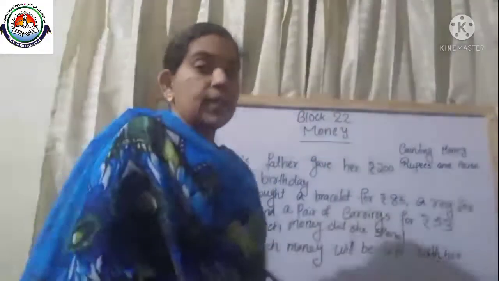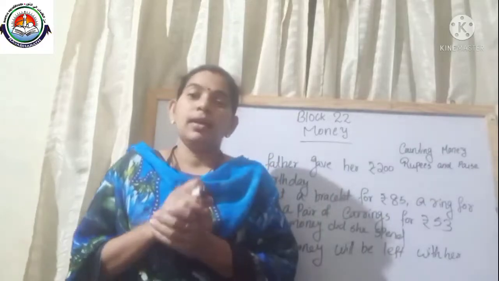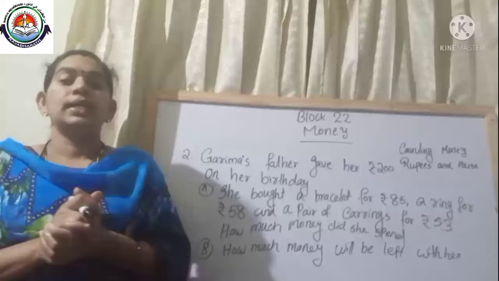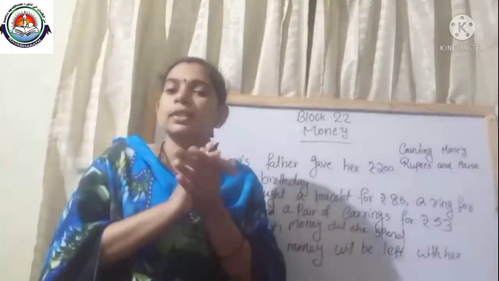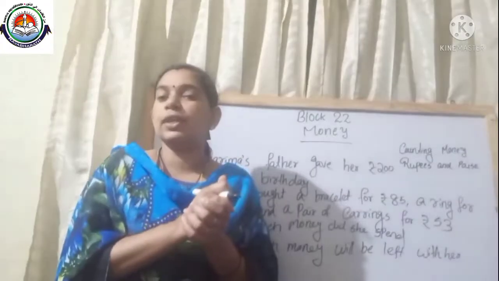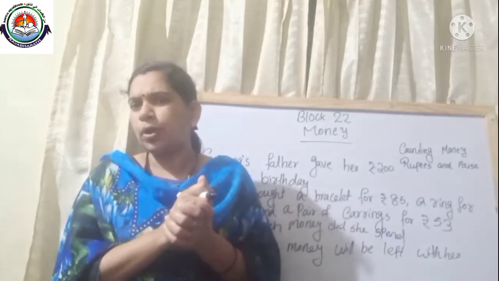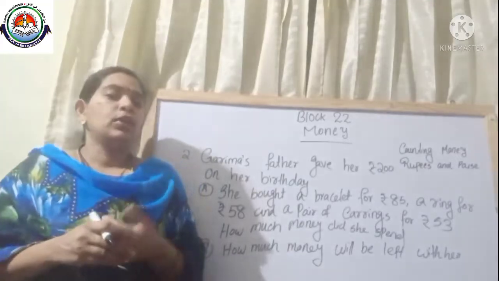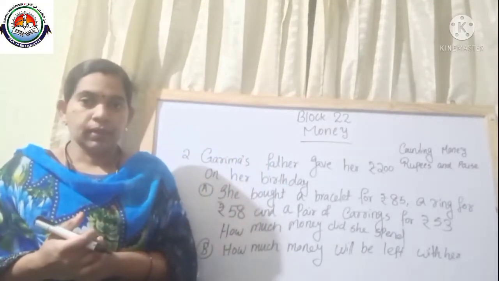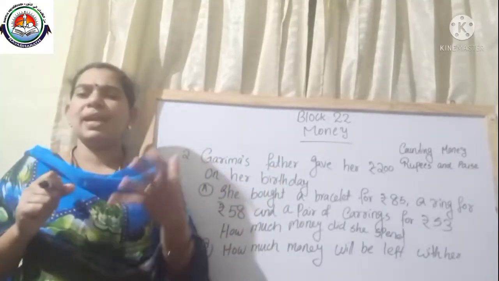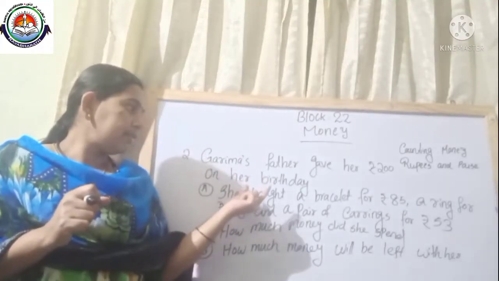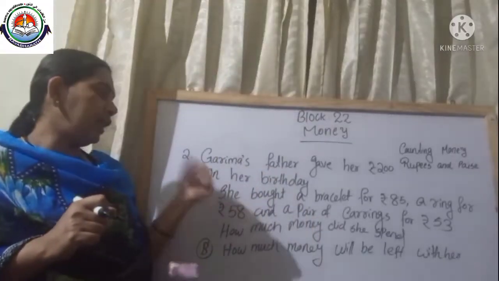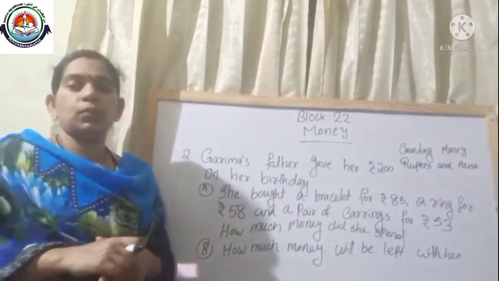So here two questions are there. First you understand the question. One girl, Garima is the name of the girl. Her father gave 200 rupees for her birthday. So you get pocket money from your parents? Yeah. So she got the pocket money, 200 rupees. Then from that money she bought some things. What are they? Bracelet 85 rupees, ring 58 rupees and earrings 53 rupees.